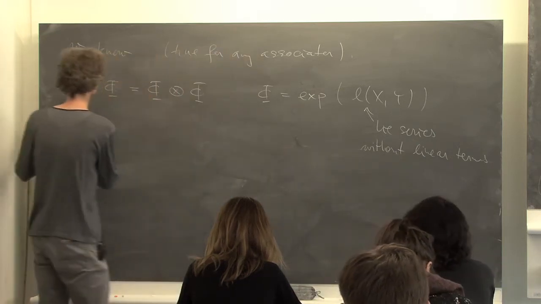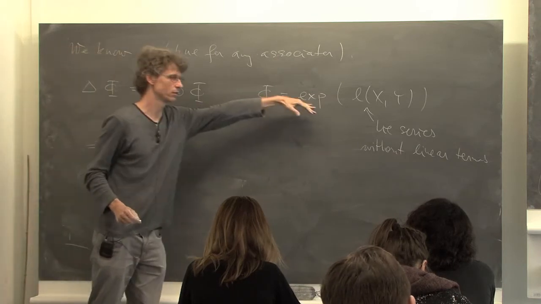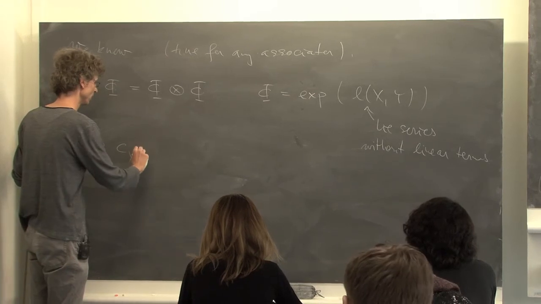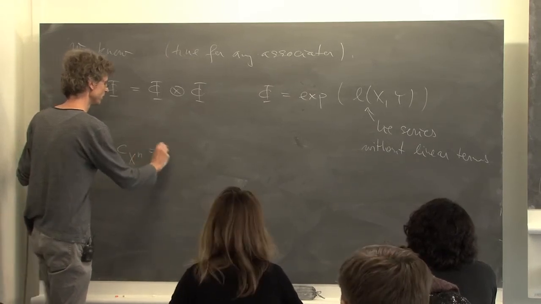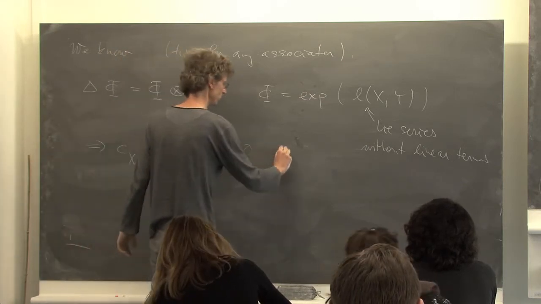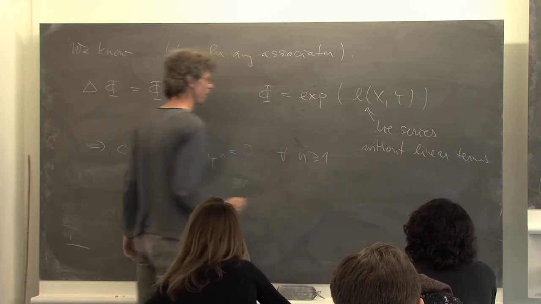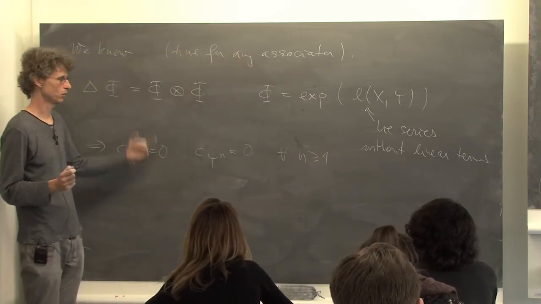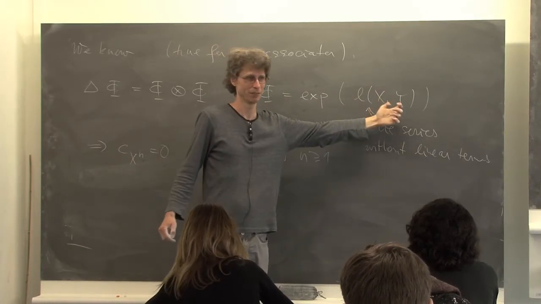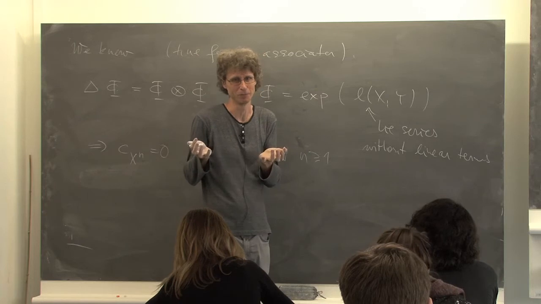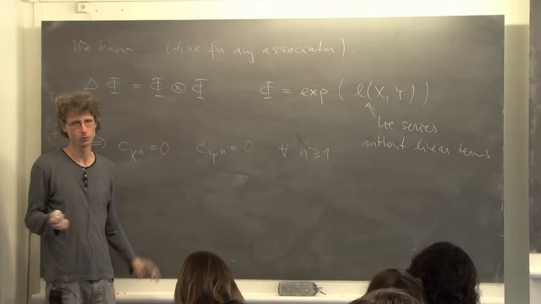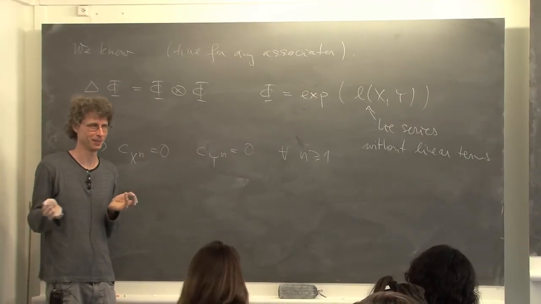And so this statement here implies, if you think about it, that C_(x^n) and C_(y^n) are all equal to 0 for all n. There is no way we would get just a power of x from this, if everything here contains at least one y, because no commutator would ever contain only x's unless it's 0.